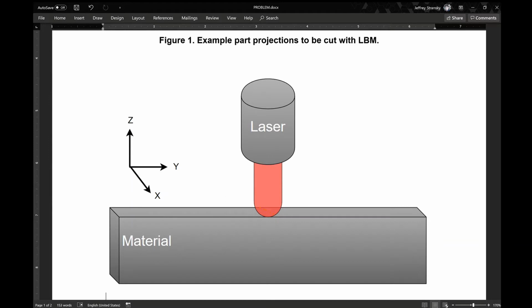The first group of variables has to do with the laser itself. First, we look at the focal length of the laser, denoted with F. This is how high the laser is held above the material. There's also something called beam divergence, with alpha. What this is looking at is how the beam actually expands as it leaves the laser body.